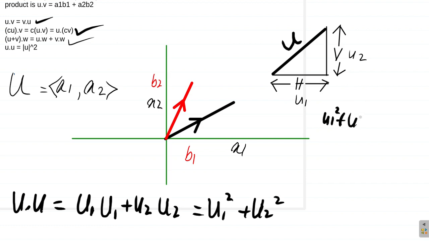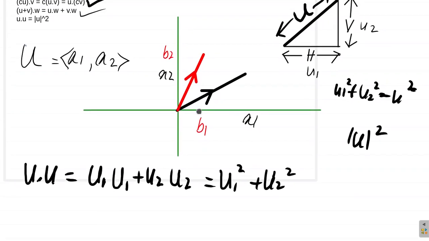equals this side, the hypotenuse squared. You see that? The hypotenuse squared, when you square root that, you get the length of the hypotenuse, which is the length of u, which you write like this. Alright? But let's not square root it, put it as squared.